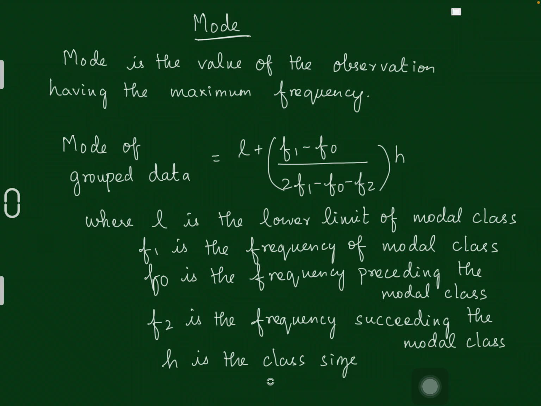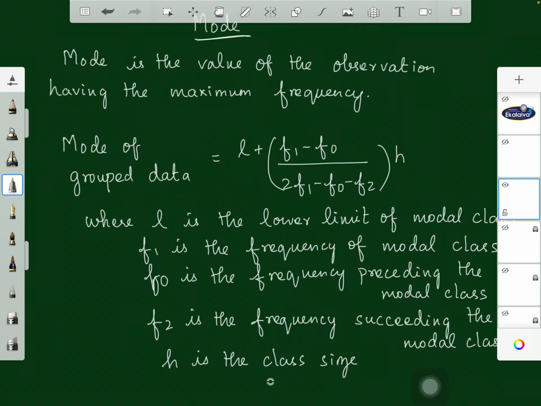So, how to find the mode of a grouped data? Using the formula L plus F1 minus F0 by 2F1 minus F0 minus F2 into H, where L is the lower limit of the modal class. Once you do the problem, you will understand what a modal class is. F1 is the frequency of the modal class, F0 is the frequency preceding the modal class, F2 is the frequency succeeding the modal class, and H is the class size of the given table.